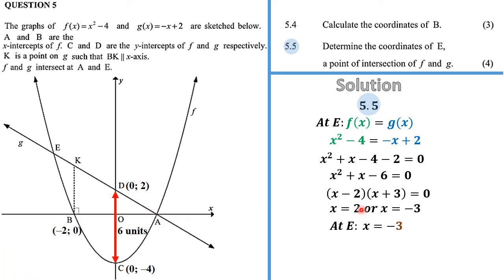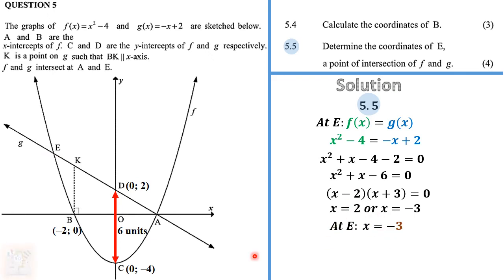Okay? So it means the 2 here is the x value at A because it's positive. But when you look at E, E is a point in the second quadrant. And in the second quadrant, x is negative. So automatically the negative value of x will be for E. The same way that we got the negative value of x at b, because b and e, they are all on the negative part of the x-axis, and in the second quadrant. Okay, so it means at e, x is equals to minus 3.